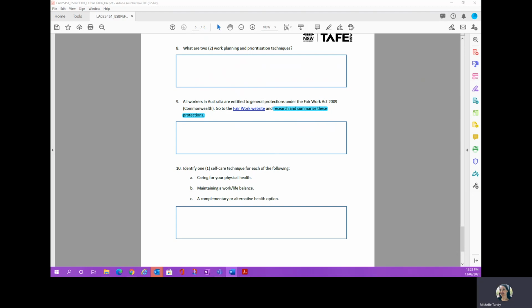So please, please, please do not copy and paste directly from a website. That is not research. The research is you pulling those sources together and summarising, putting it into your own words so that we can see you understand it. So what are the rights of workers and what are they protected from? What are some of the things that the Fair Work Act protect workers from in the workplace?